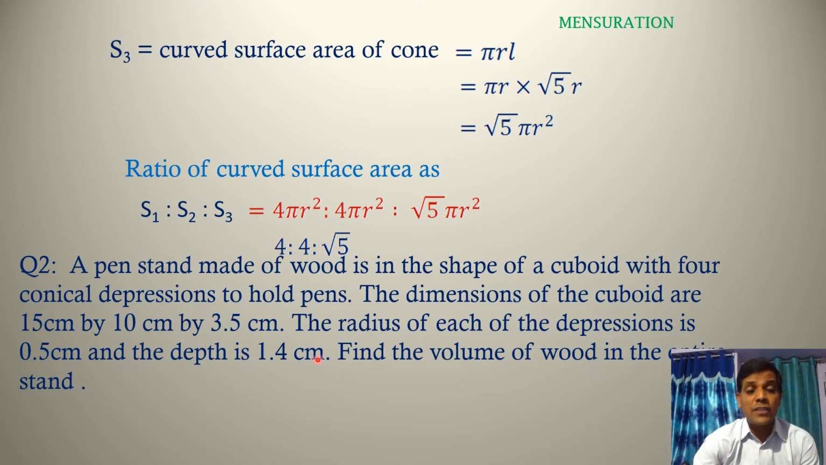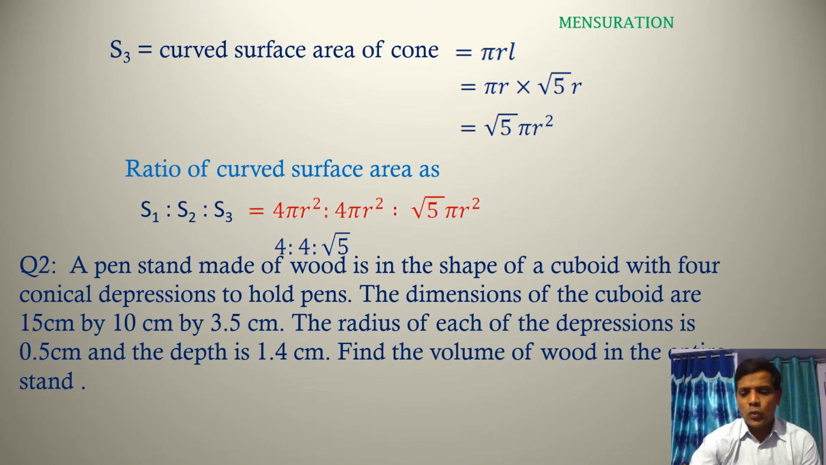Clear? So what is the given question? A pen stand made of wood is in the shape of a cuboid and it contains 4 conical depressions to hold pens. The dimensions of the cuboid are 15 centimeters, 10 centimeters and 3.5 centimeters. The radius of each depression is 0.5 centimeter and depth is 1.4 centimeters. So find the volume of the wood of the remaining pen stand.